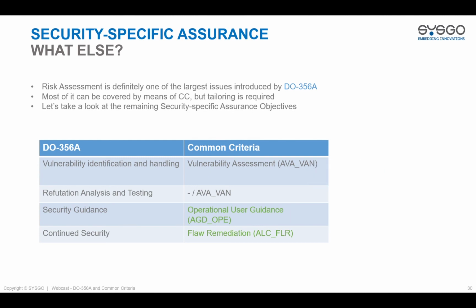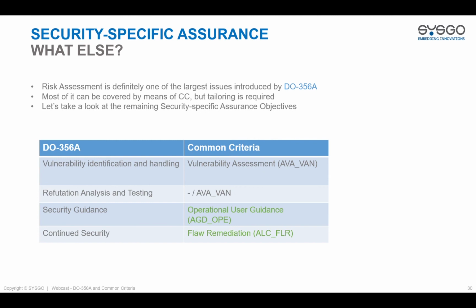In addition, security guidance is required by DO-356A. This security guidance is basically a handbook for the user which shows how the system should be used in order to ensure safety. For some unknown reason, the standard does not list any Common Criteria classes in the appendix, but there is one which comes from Common Criteria, and it's the operational user guidance.